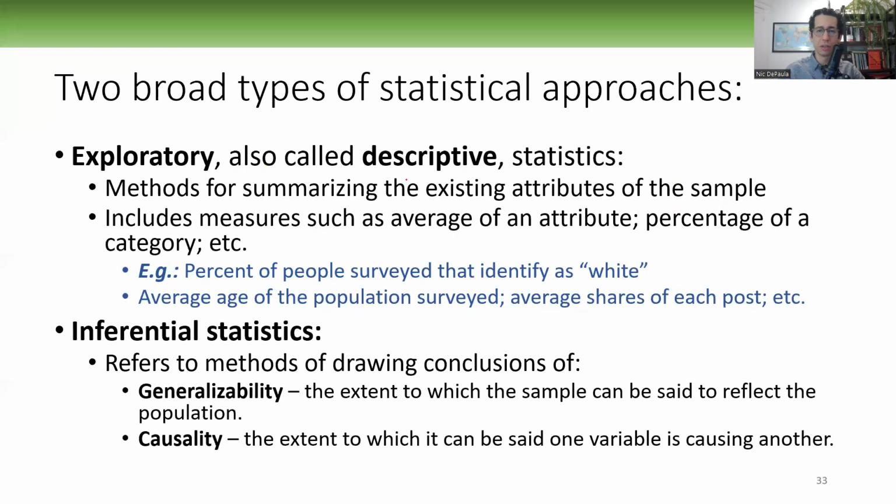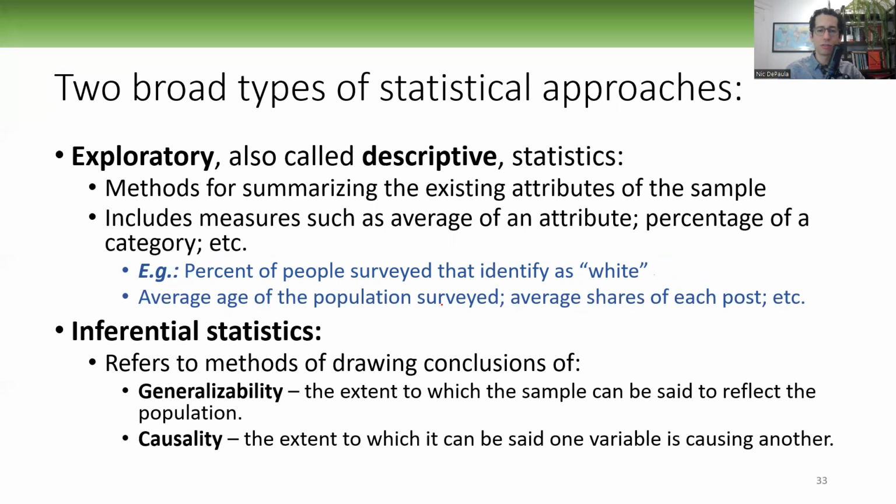So this is the calculation of what we also call summary statistics, and includes getting measures such as the average of an attribute or the percentage of a category. For example, let's say you're collecting data, you're surveying people, and you want to know their races. That's part of the survey. And you identify the percent of people surveyed that identify as white, percent that identify as Black or Hispanic, and so on. Those are what we call the descriptive or summary statistics.